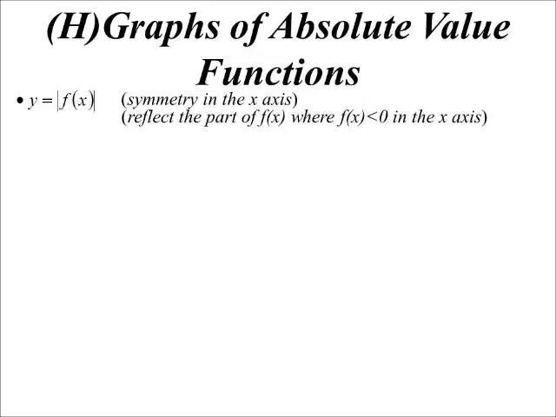Absolute value graphs. There's a lot more possibilities with absolute values depending on where the absolute value appears. So what if it's just the absolute value of the original function? So it's just simply y equals the absolute value of function x. This will end up having symmetry in the x-axis. So what we do, we reflect that bit of the function where function x is less than 0, we reflect it in the x-axis. Let's have a look.